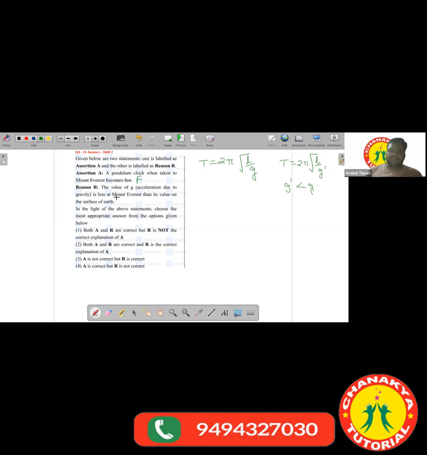Okay, so is reason correct? It says the value of g acceleration due to gravity is less at Mount Everest than its value on the surface of Earth. So is this correct? Yes, sir. So this statement is correct. And so which option will we go with? Assertion A is not correct, but R is correct. That is again option 3. Got it? Yes, sir. Okay.